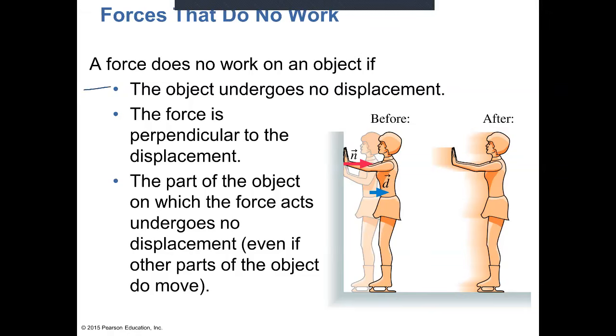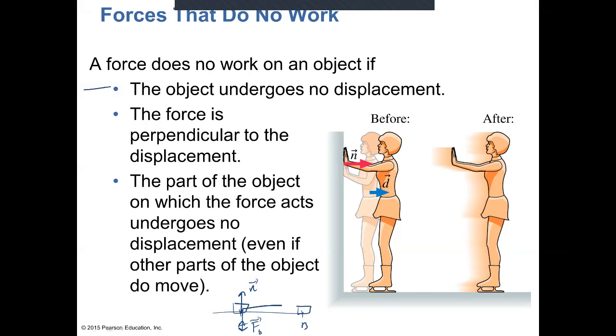Another one is when the force is perpendicular to displacement. For example, if you have an object that goes from point A to point B, during the motion this object has a normal force acting on it, and it has a gravitational force acting on it. Sometimes we use W for the gravitational force, but starting in this chapter, I'm going to use F of G for the gravitational force because I'm going to use W for work done. So normal force is up, gravitational force is down.